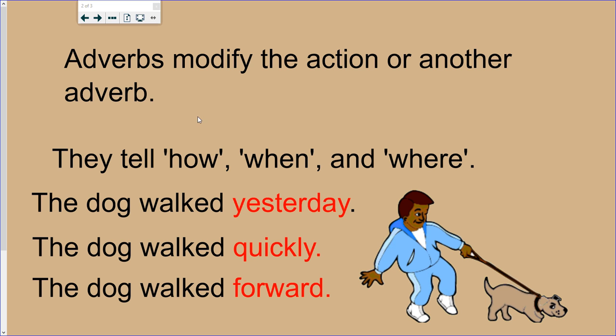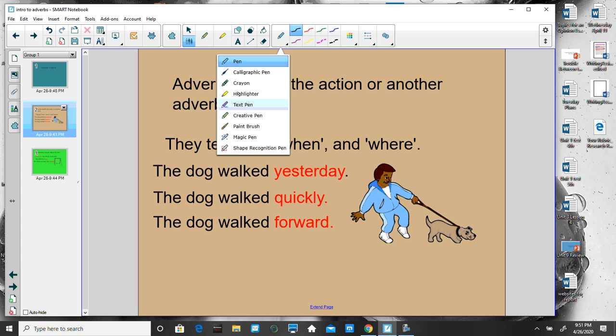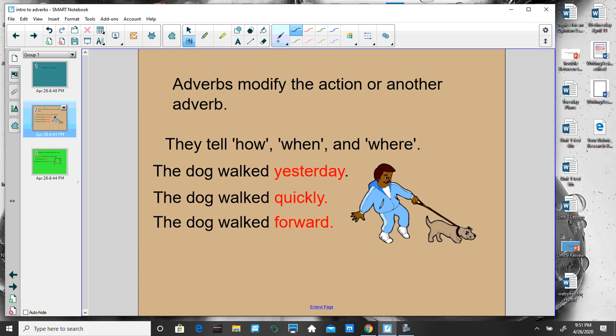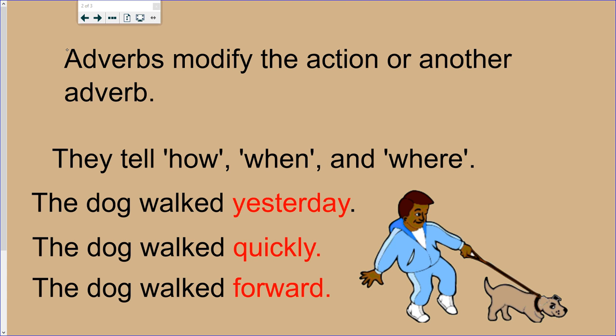So first I have to find my verb of the sentence. When I find my verb, I realize that it's of course the action of the sentence. So we're going to find that action and underline it. What is the action in the sentence? The dog walked yesterday. What do we have? Hopefully you said walked. Walked is my action.